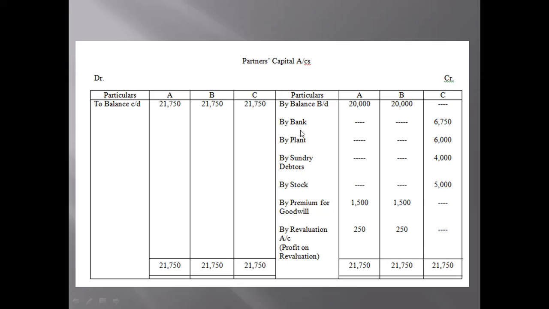Total capital of C is 21,750 only, which comprises bank, plant, debtors, and stock amounting to rupees 6,750, 6,000, 4,000, and 5,000 respectively. So he will bring rupees 6,750 as his capital through bank.